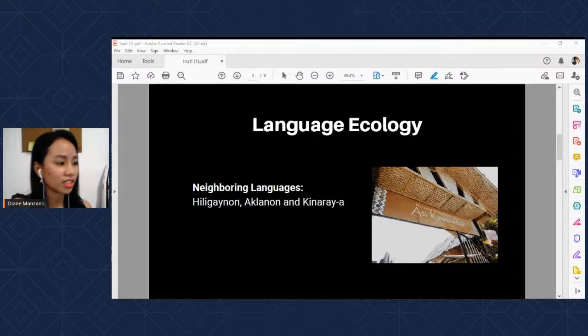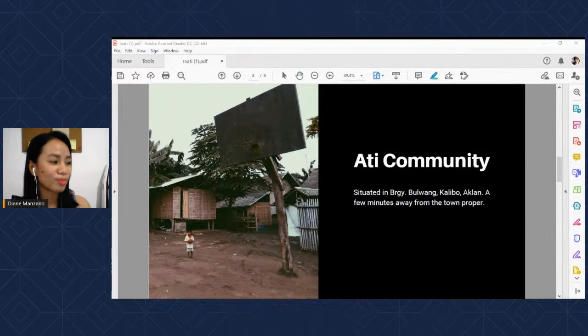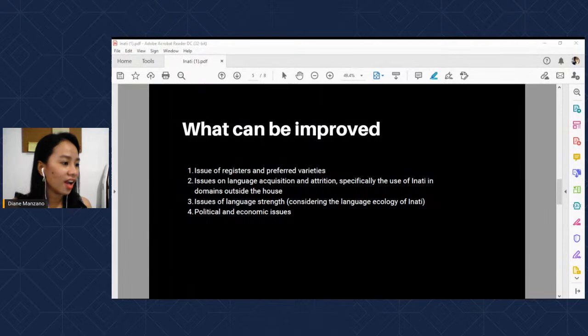Another important thing to note is the premium placed on the high register of Inati. So Wagnin, which was formerly described by Pinoyer as an endangered dialect of Inati and is currently analyzed by Lobel as a higher register, is not used by the Ati community anymore in Aklan, because they said that this is used by previous datus or those from the inside, or Sugod.